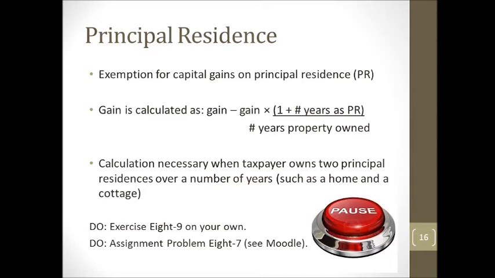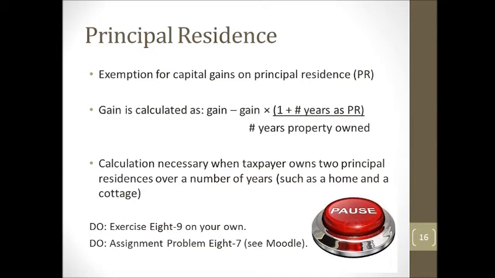And then the larger amount of capital gain per year should be the one that she designated as her principal residence, as that will shelter the larger capital gain amount to be free of tax. And the property with the lower average capital gain per year then would be subject to tax.